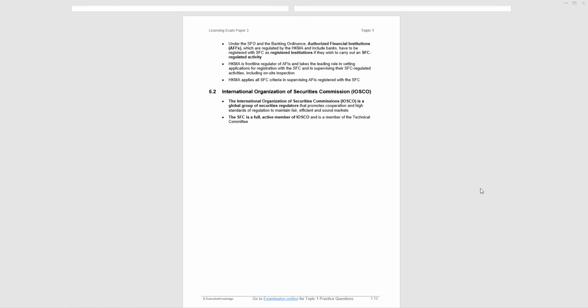So that's a quick run through topic one. It's the regulatory framework. I would say it's introductory material. I wouldn't ignore it, but there are not going to be as many questions on this topic as later topics.